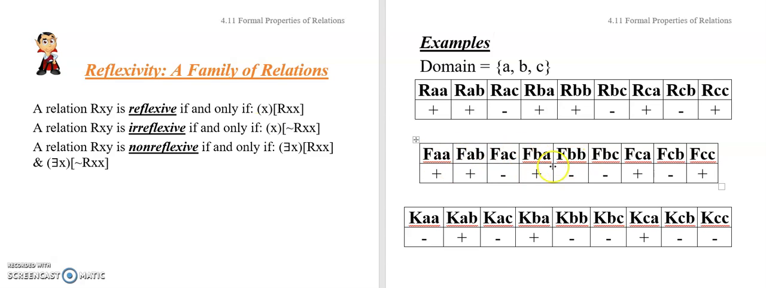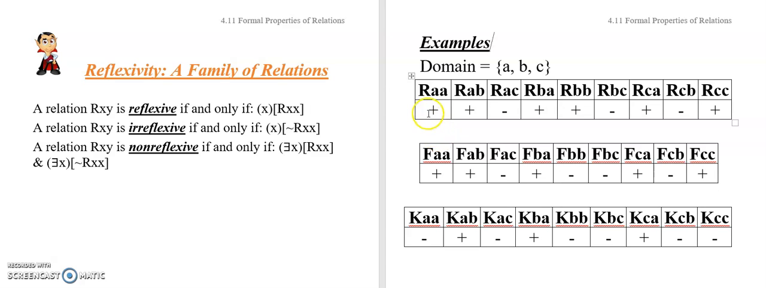Which of these family of reflexivity relations does F have? And which of these family of reflexivity relations does K have? Pause now. Okay, hopefully you've had a chance to pause and think this through for yourself, okay?